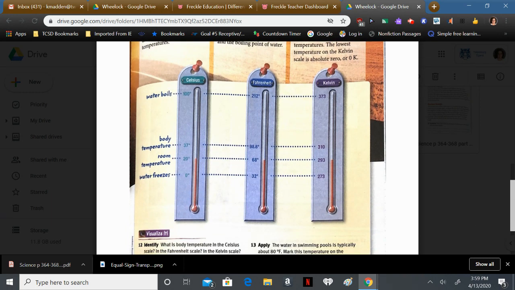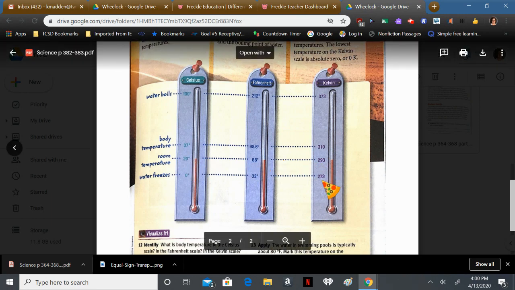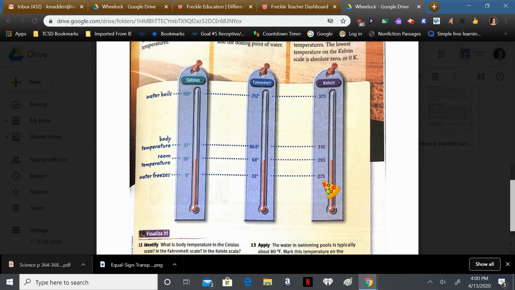So you can compare water boiling at 373 kelvins. Body temperature, 310 kelvins. Notice what it is for Fahrenheit and Celsius. Average room temperature, 293 kelvins. Notice what it is for Fahrenheit and Celsius. And water freezes at 273 kelvins. Notice what it is for Fahrenheit and Celsius.